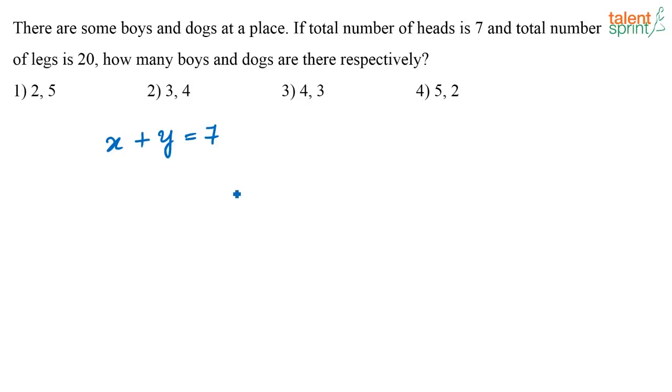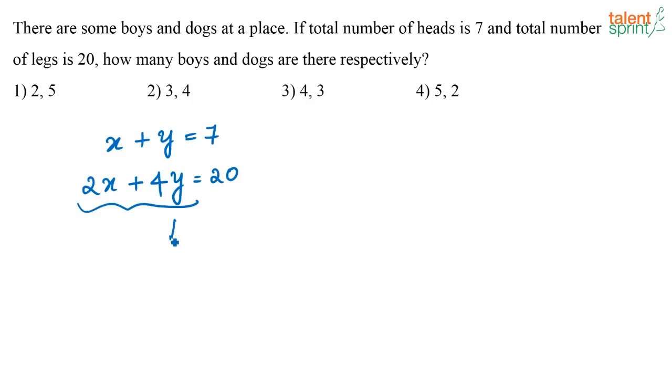Now if you look at the legs, how many legs do boys have? Each boy has 2 legs. So 2x plus, how many legs does each dog have? 4 legs. Plus 4y is equal to 20, since totally there are 20 legs. So see which of these will satisfy this equation. X plus y should be equal to 7. Now all these options satisfy that, right? Now 2x plus 4y is equal to 20. So which of these options will satisfy this equation? Just check for that and get the answer.